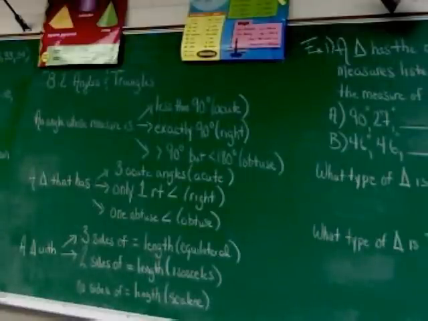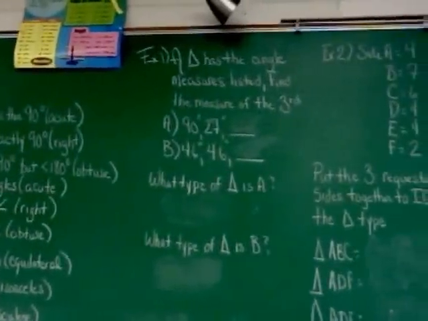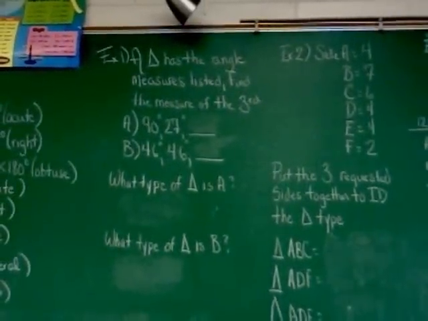Read through example 1. I know some of you are still writing definitions, but I want to read through it so everybody gets kind of the same point here. Example 1 says a triangle has the angle measures listed. Find the measure of the third. In part A, it's 90 degrees and 27 degrees. Part B is 46 degrees and 46 degrees. Question beneath that says what type of triangle is A. Question beneath that says what type of triangle is B.